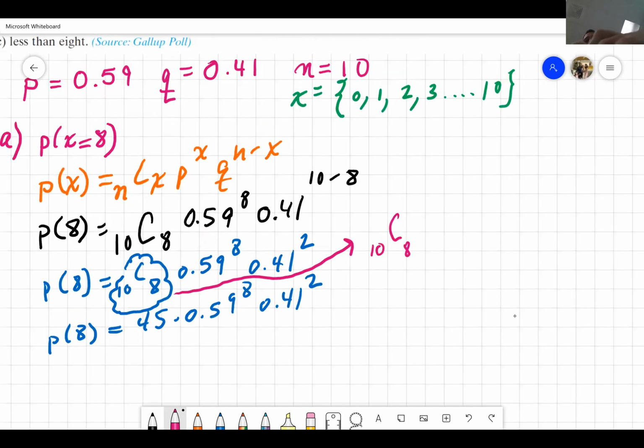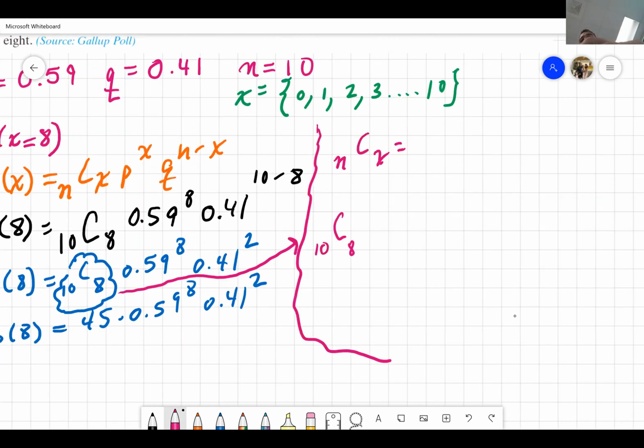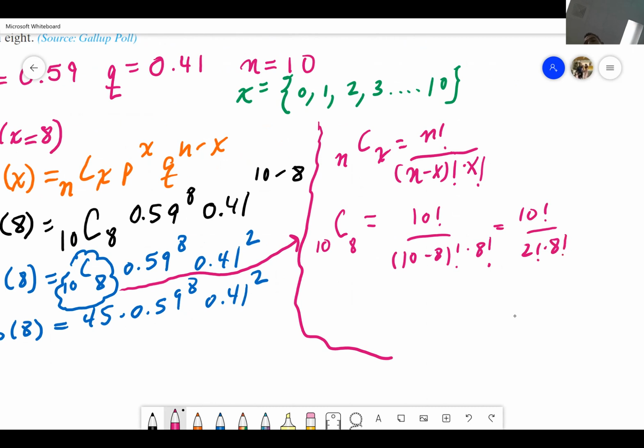Remember, nCx equals n factorial divided by n minus x factorial times x factorial. This is a combination. That's 10 factorial divided by 10 minus 8 factorial times 8 factorial. That's 10 factorial divided by 2 factorial times 8 factorial.